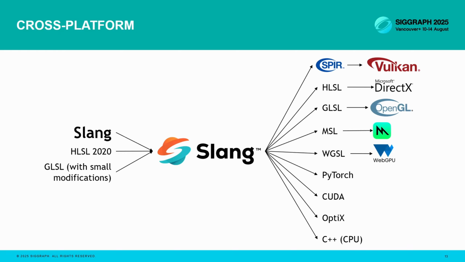Slang lets you compile your code for Vulkan, DirectX, OpenGL, Apple Metal, WebGPU, PyTorch, CUDA, OptiX, and even C++ code, so you can run it on a GPU or CPU. And it lets you use the full capabilities of each target, avoiding the common denominator problem. For instance, WebGPU doesn't support ray tracing, but Slang will let you use it when you're targeting Vulkan, DirectX, or Metal. And it gives you advanced language features to solve the needs of today's graphics developers.